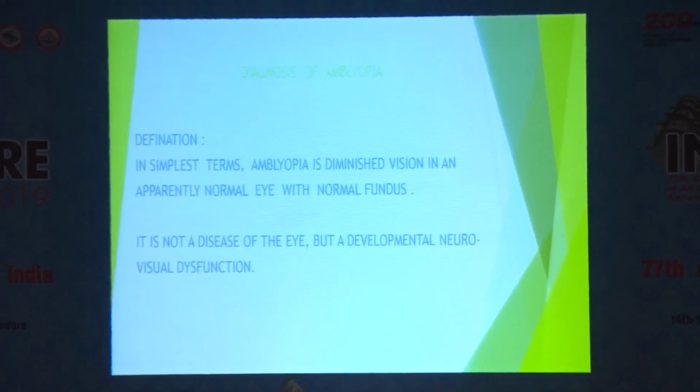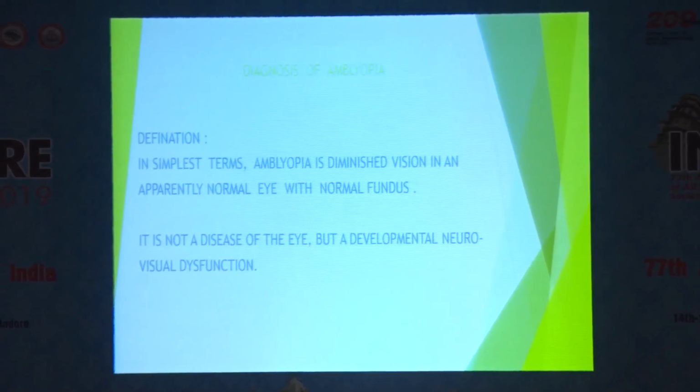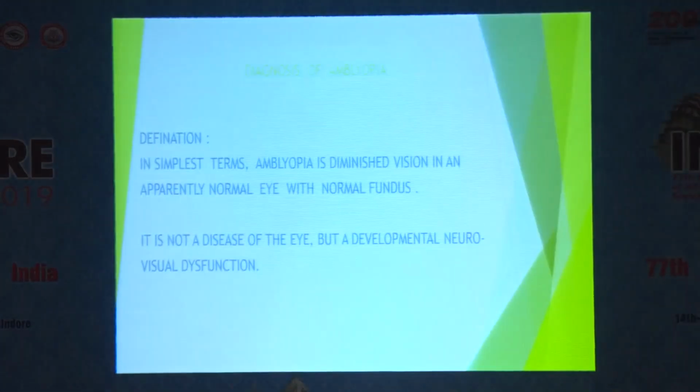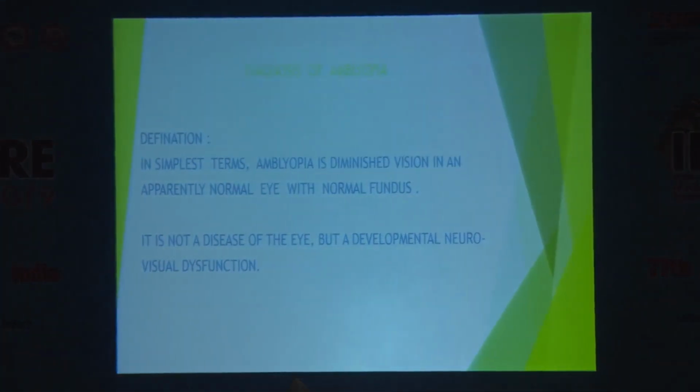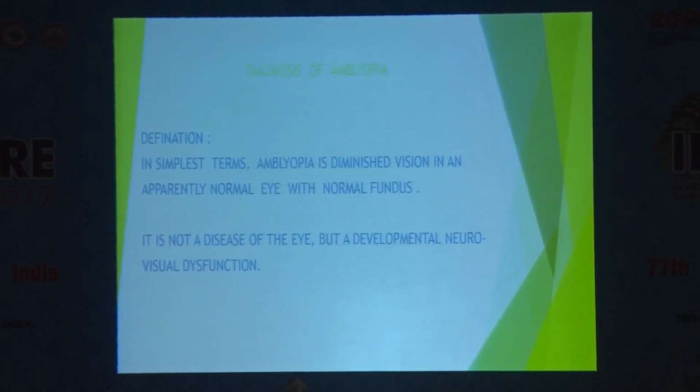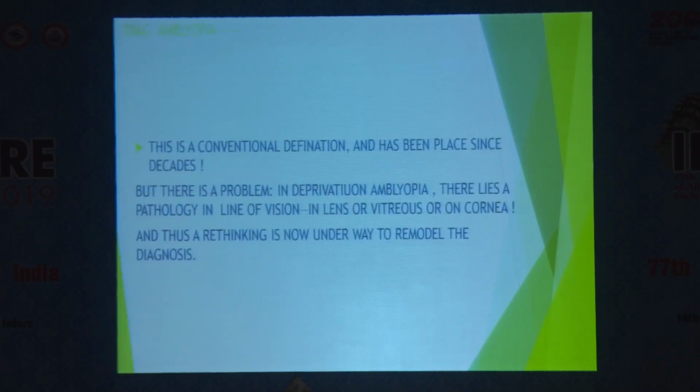You see, amblyopia is diminished vision in an apparently normal eye with a normal fundus. It is very simple and clear cut. It is not a disease of the eye because the fundus is normal and the eye looks apparently normal, but a developmental neurovisual dysfunction. It is not a disease. Now, this is a conventional definition.